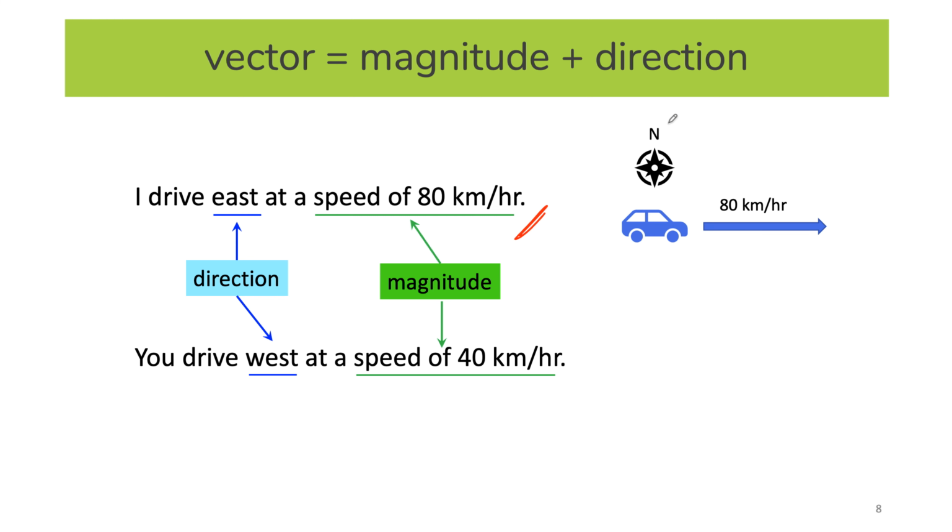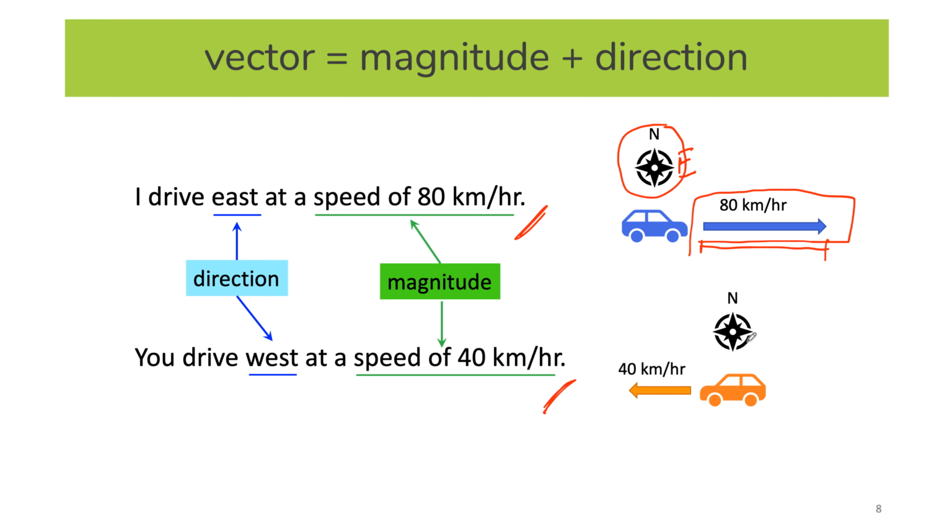Let's say that we have defined that the compass pointing to the north is like this. So the east naturally is here. Therefore, this car, I drive east at a speed of 80 km per hour, can be represented by this arrow. This arrow is pointing to the east, and let's say that this length of the arrow is 80 km per hour. Now, if we are going to draw the second statement to scale, what would it be?